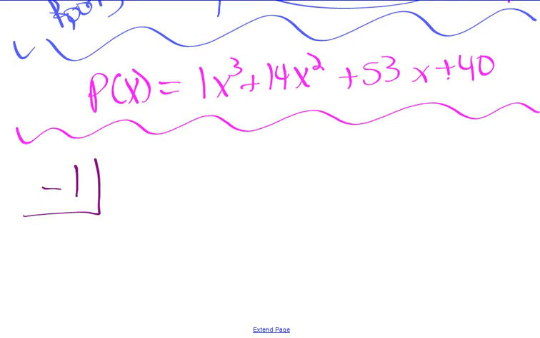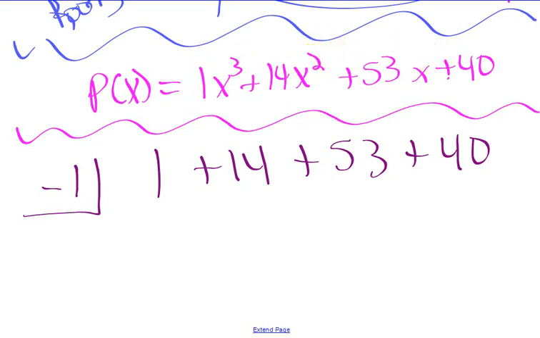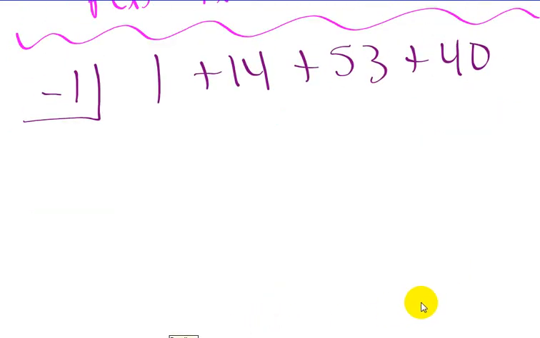Now we're going to use synthetic division to start whittling this down. So now we're going to do, let's see, a 1, a 14. Oh, and we have x cubed, x squared, x to the first power and x to the 0 power. So they're all represented, so we don't have to put any zeros for placeholders. So we've got a 1, a 14, a 53, and a 40. I like to keep these nice and clean. All right, so now let's use synthetic division and see what we get here.